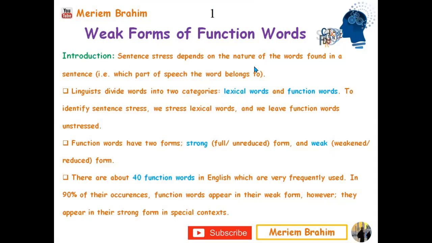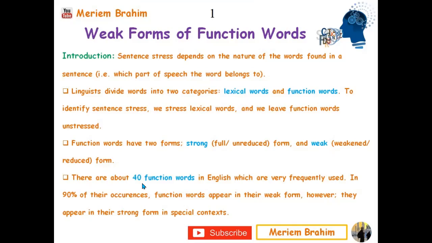Introduction. Sentence stress depends on the nature of the words found in a sentence, that is to say, which part of speech the word belongs to. Linguists divide words into two categories, lexical words and function words. To identify sentence stress, we stress lexical words and we leave function words unstressed. Function words have two forms: strong, that is, full and reduced form, and weak, that is, weakened, reduced form.